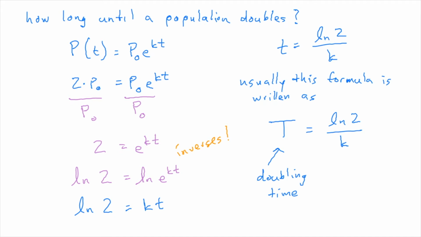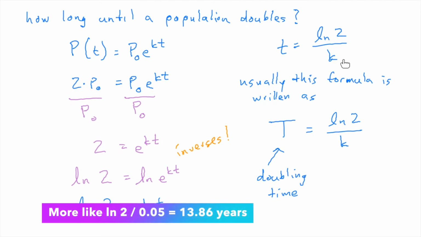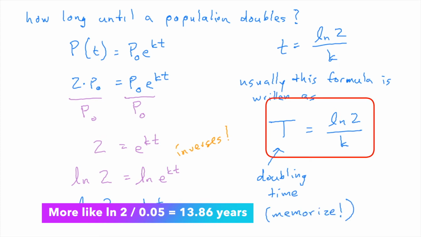And you could try it. If you have 5% interest, how long until your money doubles? Well, it takes a while. It's like 30 years or something. No, that's not quite right. Anyway, this is a good form to memorize and use for a lot of things.